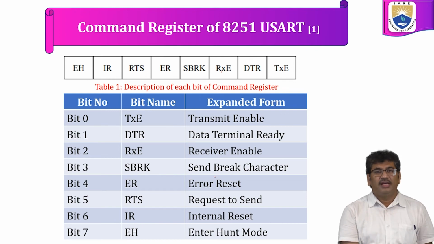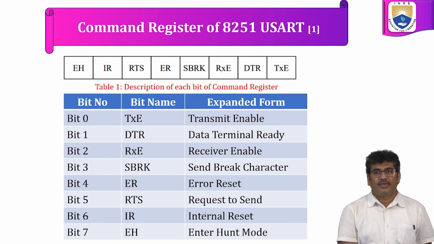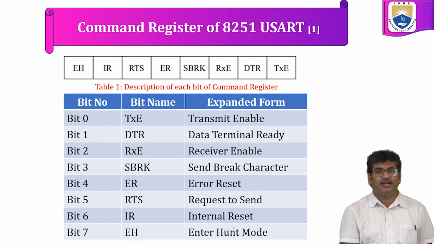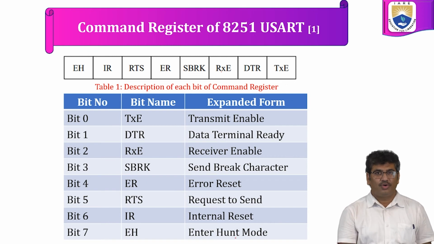SBRK, it is for send break characters. In asynchronous communication, we need to send the break characters. So for that, we enable SBRK. ER, it is for clearing the errors. The types of errors which occur are three: framing error, overrun error, and parity error. So if any error has occurred and you want to clear those error flags, then we have to write this bit equal to 1. RTS, request to send. IR, it is for internal reset. For internal resetting, we have to enable this pin. EH, it is to enter into hunt mode.